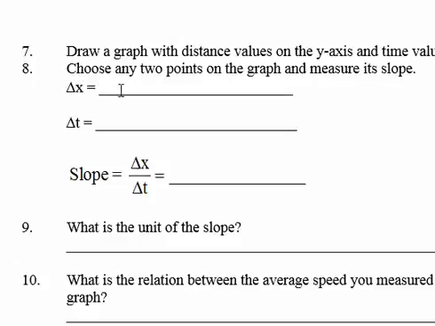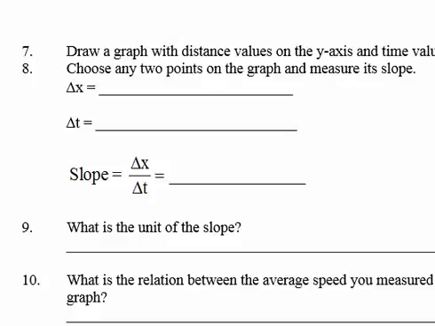Choose your delta x and record it here with units. Choose your delta t and record it here with units. And calculate the slope as delta x over delta t, and write the slope with the correct units. Now remember, the slope has a physical meaning. If you do not use the correct unit, that physical meaning is lost.